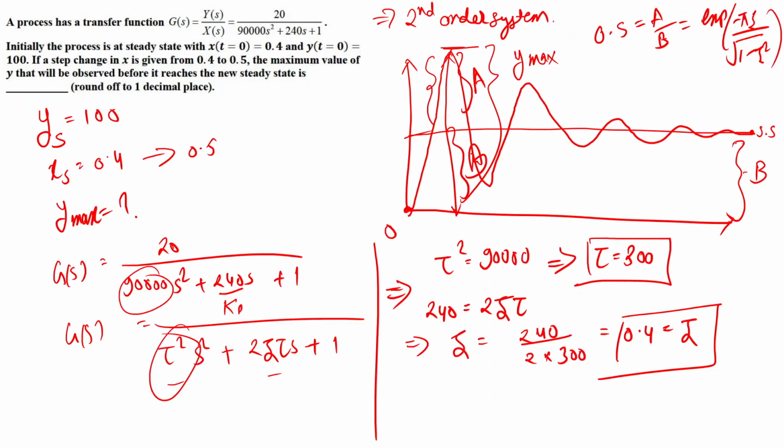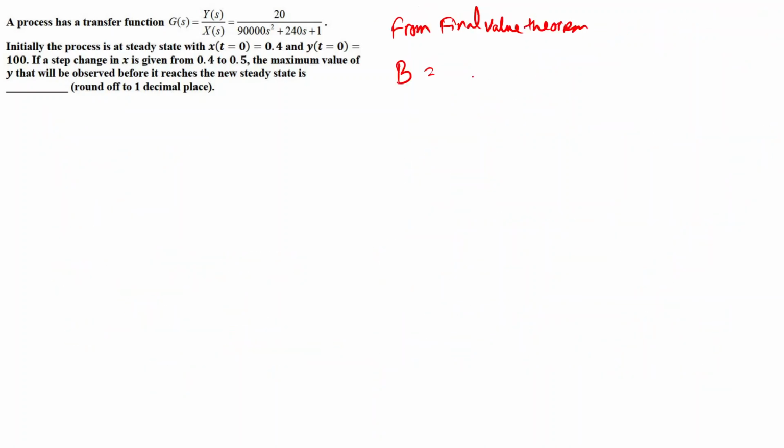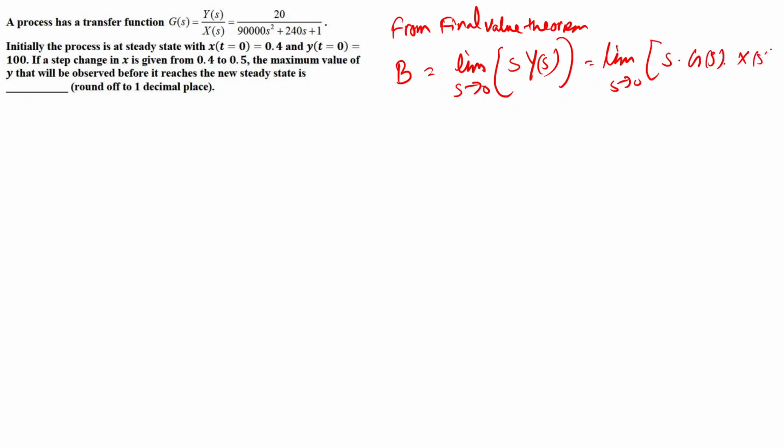So from the final value theorem, we can write this entire magnitude B as limit s tends to 0 of s into Y(s). Y(s) we can write as G(s) into X(s).